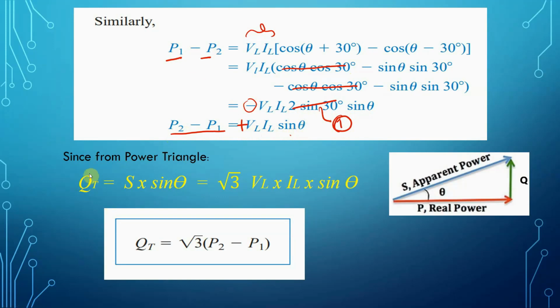And the Q total for our three-phase is S sine theta, which is equal to square root of 3 VL IL sine theta. So if I just multiply root 3 on the P2 minus P1, it will be equal to this Q total equation. Q total is equal to square root of 3 times P2 minus P1. So this is the total reactive power. If you have a value already for P2 minus P1, just multiply by root 3, and this will be equivalent to the Q total.